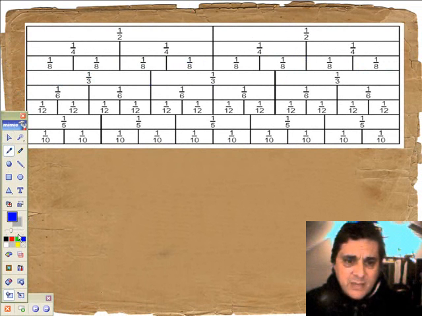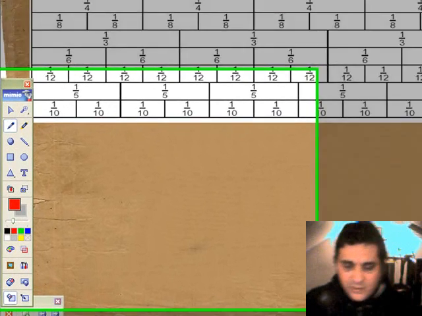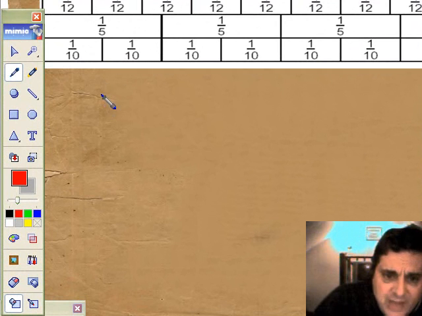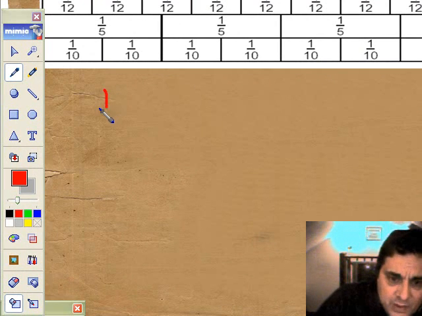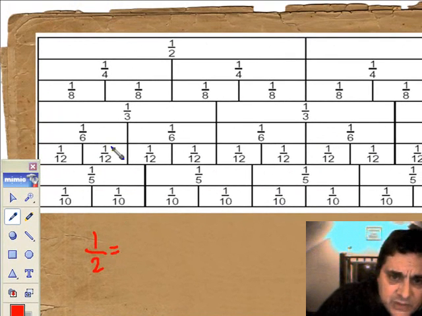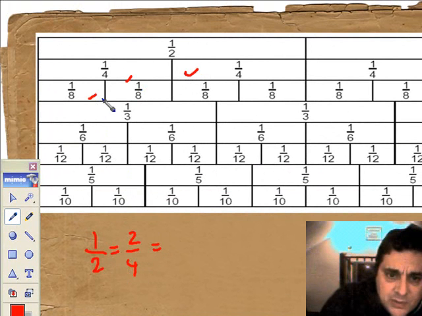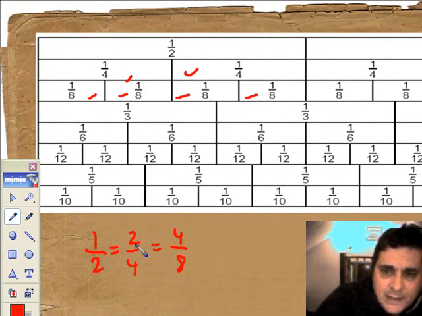Let's begin to write some of these down so that we can appreciate the beauty of this wall. So if I put it down here somewhere, we've got a half is equivalent to that one plus that one. Well, that's 2/4. What have we got? 1, 2, 3, 4. Well, that's 4/8. As you can see, they take up the same amount of space in the wall.